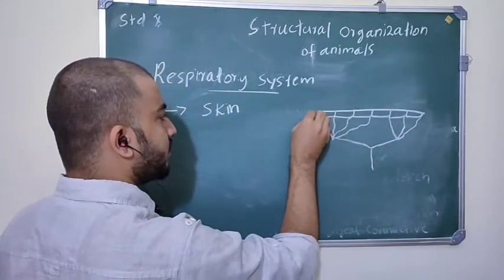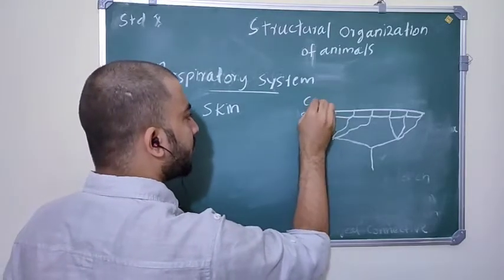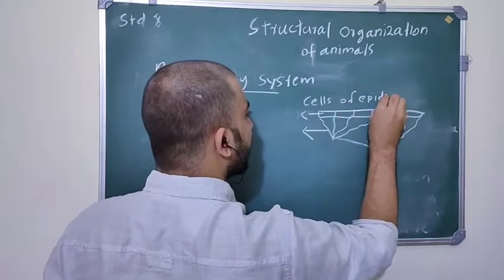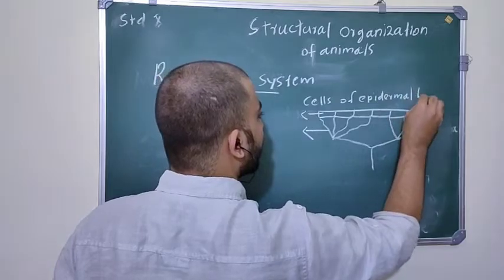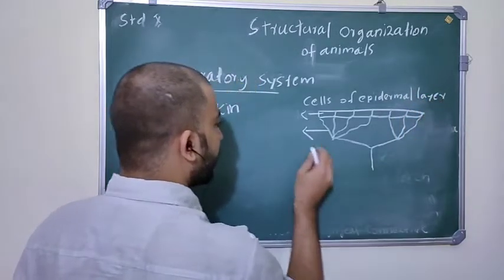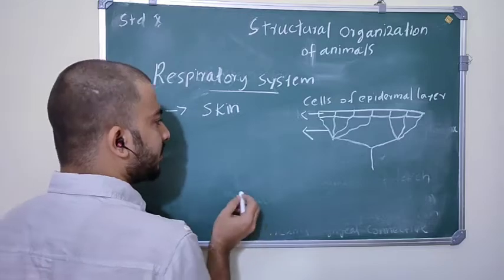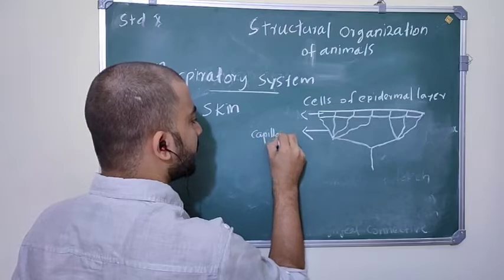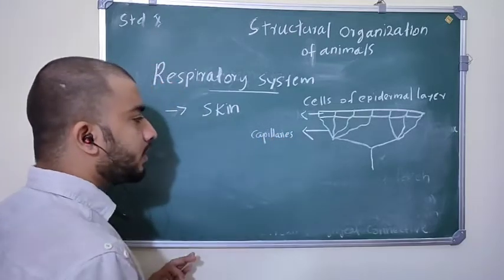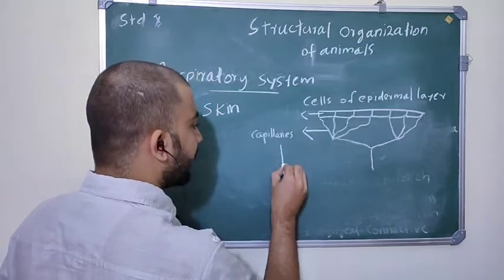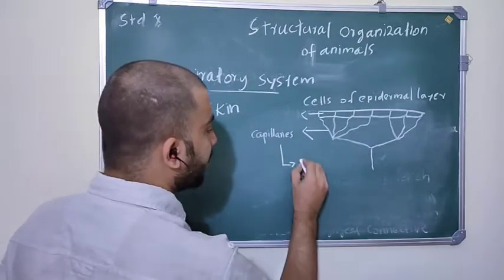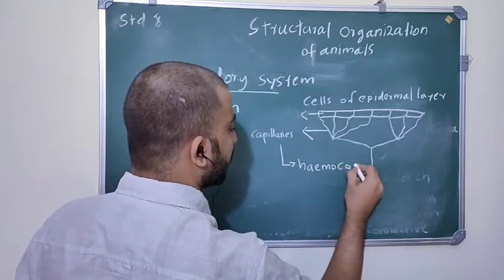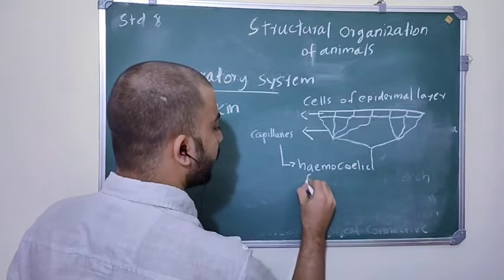Okay, so these are cells of the epidermal layer, and these are the small tiny blood vessels that we can call capillaries. Okay, and these capillaries are filled with a fluid called hemocoelic fluid. Hemocoelic fluid.